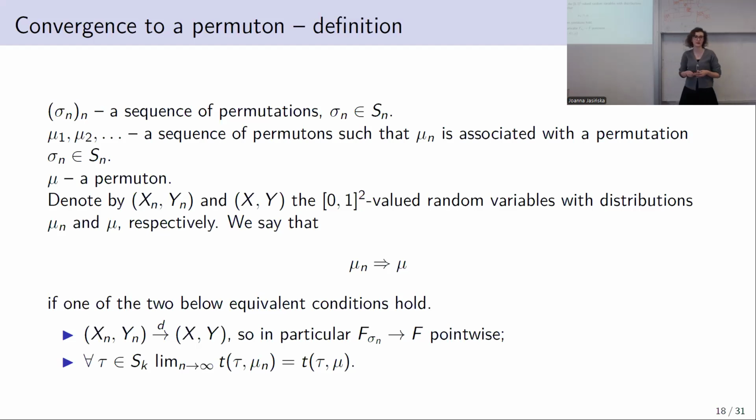In particular, it means that the cumulative distribution functions converge pointwise. And the reason why I spoke so much about the pattern densities is that an equivalent condition for the convergence is that, for every fixed pattern, the sequence of densities of the pattern in the permuton converges to the density of this pattern in the limit. So it's exactly like with graphons. Just now we have permutations instead of graphs, but it's the same idea.